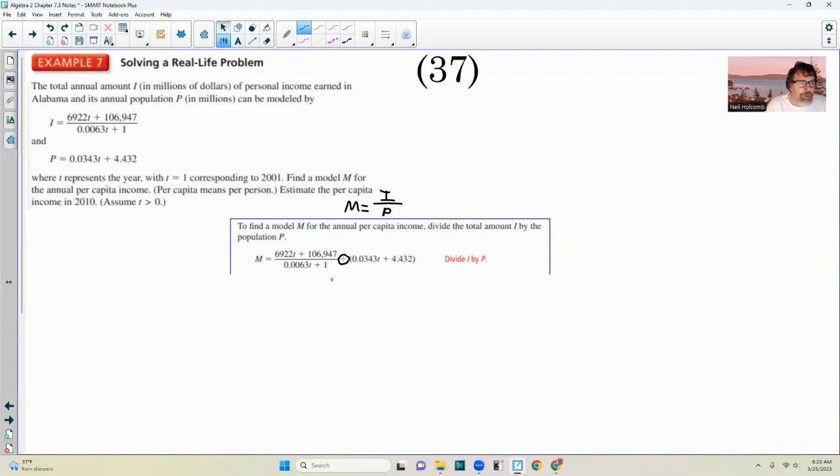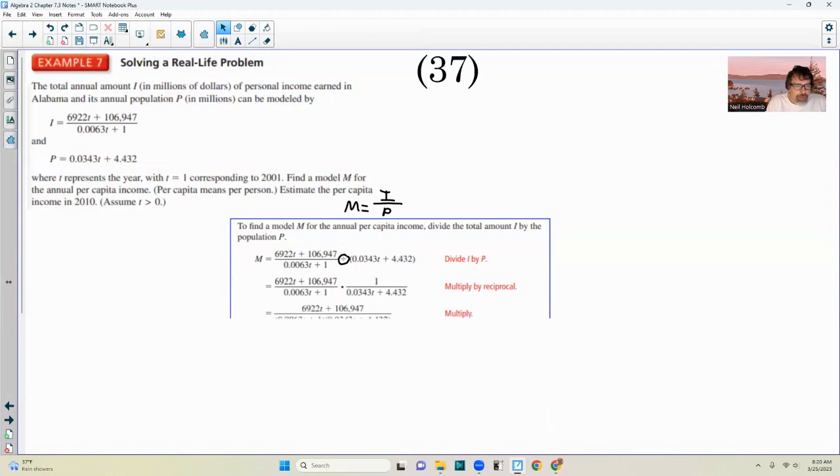All right, so then we're going to continue. And there it is. This stayed the same times the reciprocal of this. Okay, so we've done that in prior examples. And when we do that, we get this here. So we get 6,922 T plus this. That's our numerator. Times 1 is just that. And then it's this times this, which is right here.